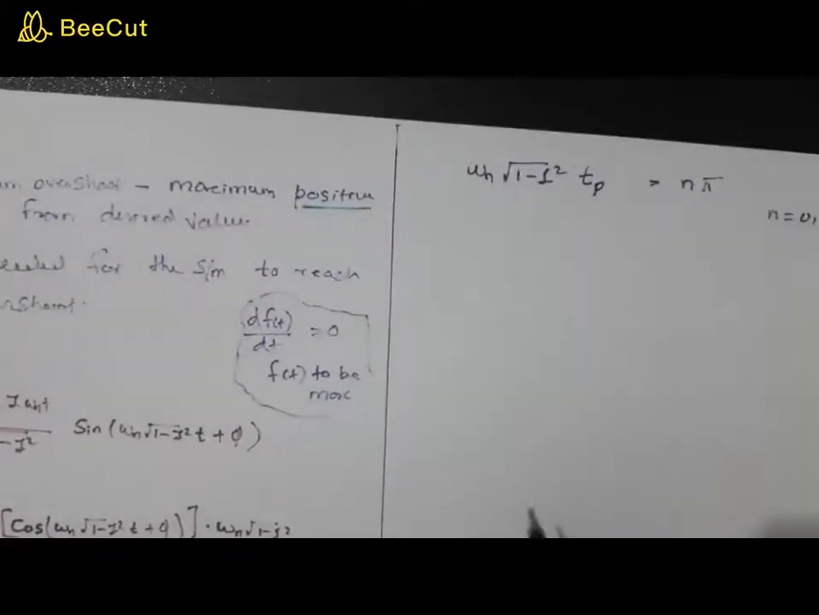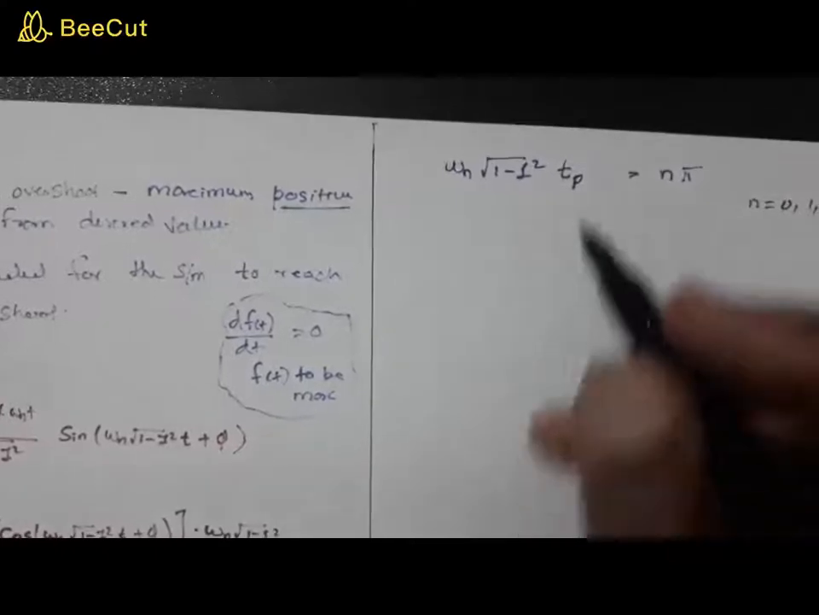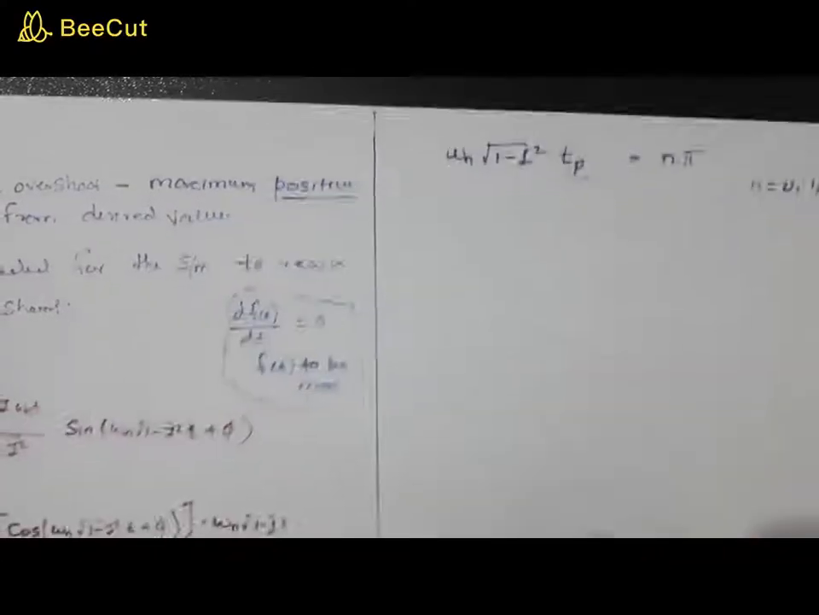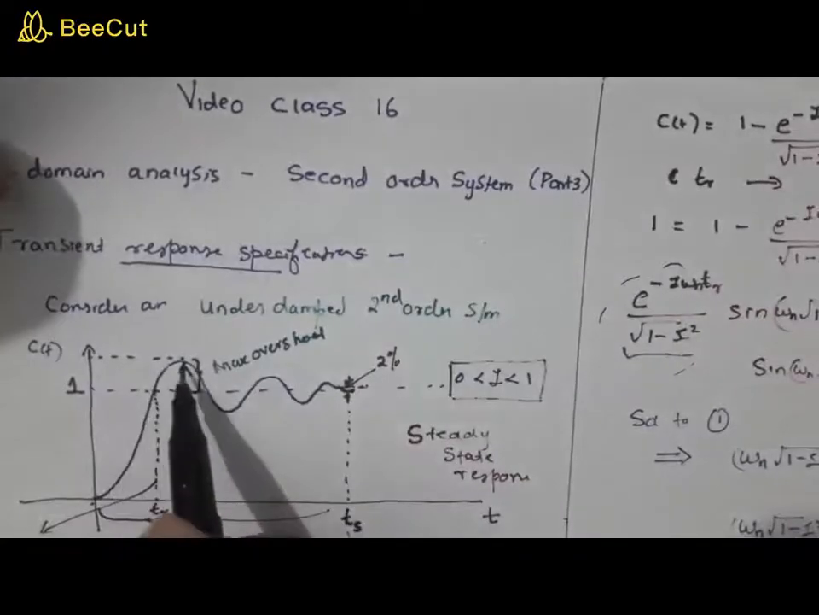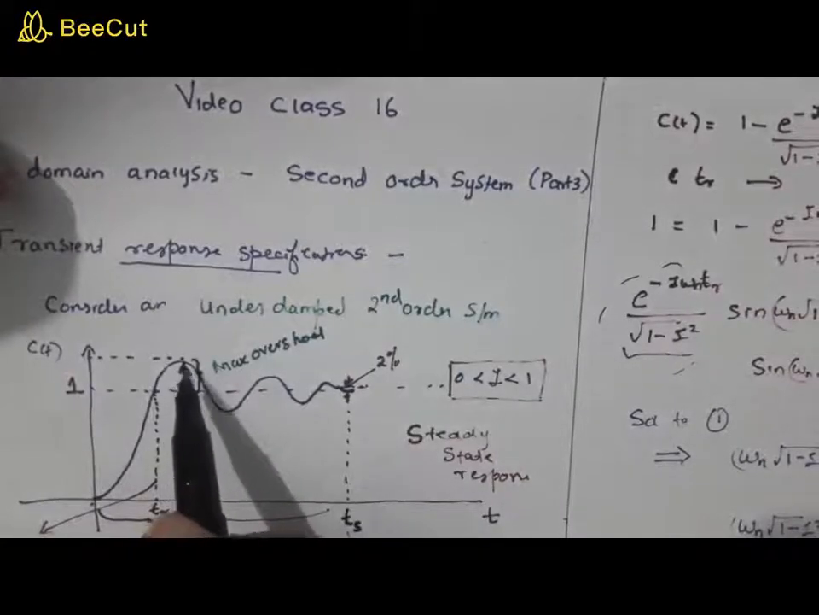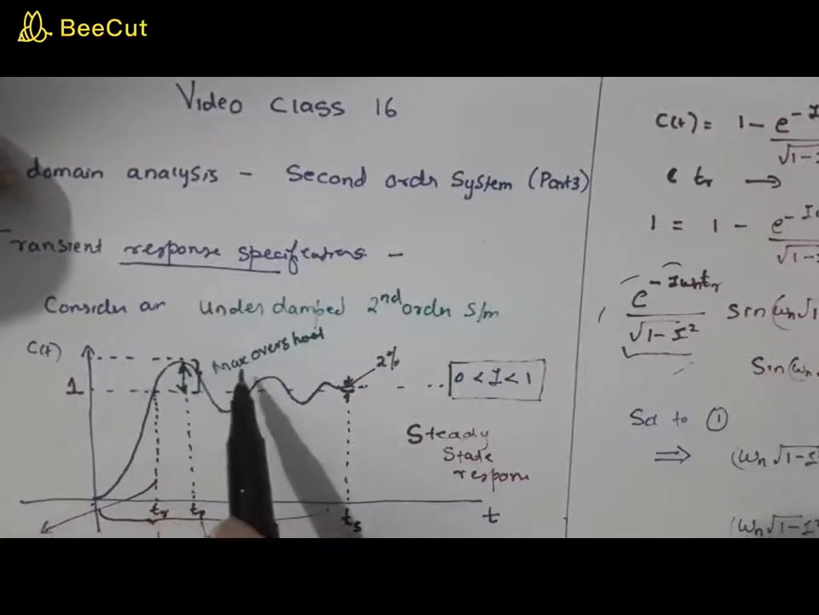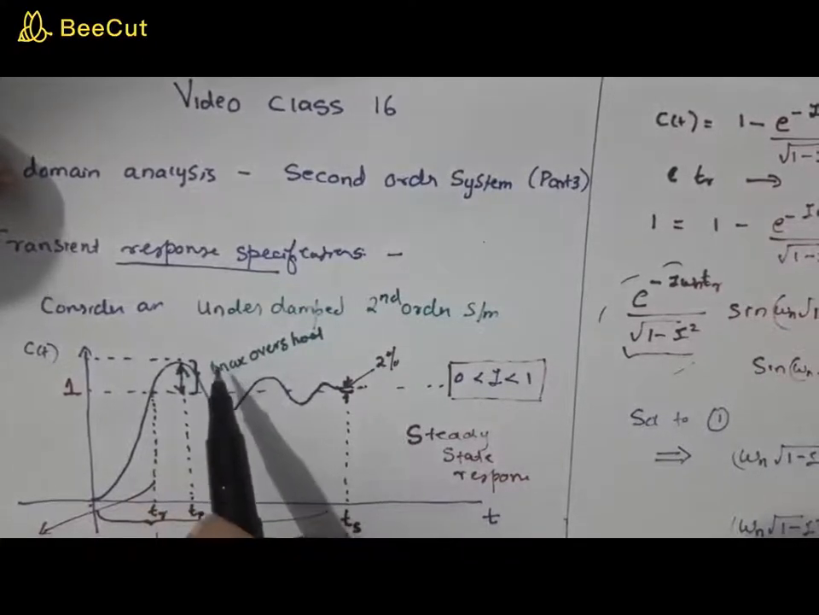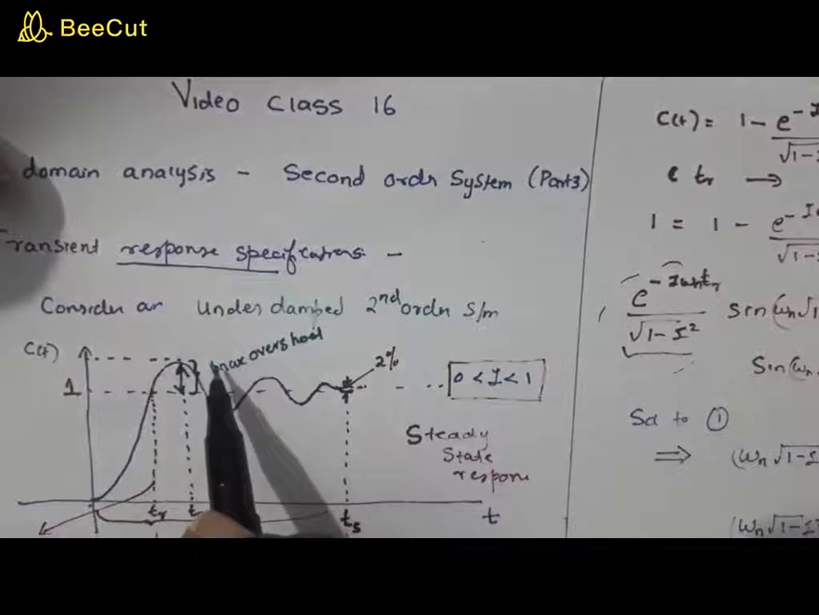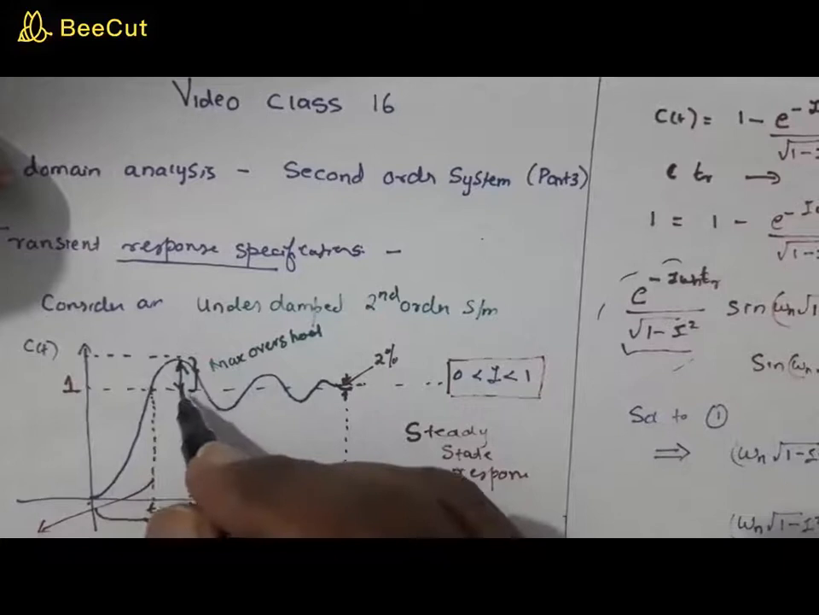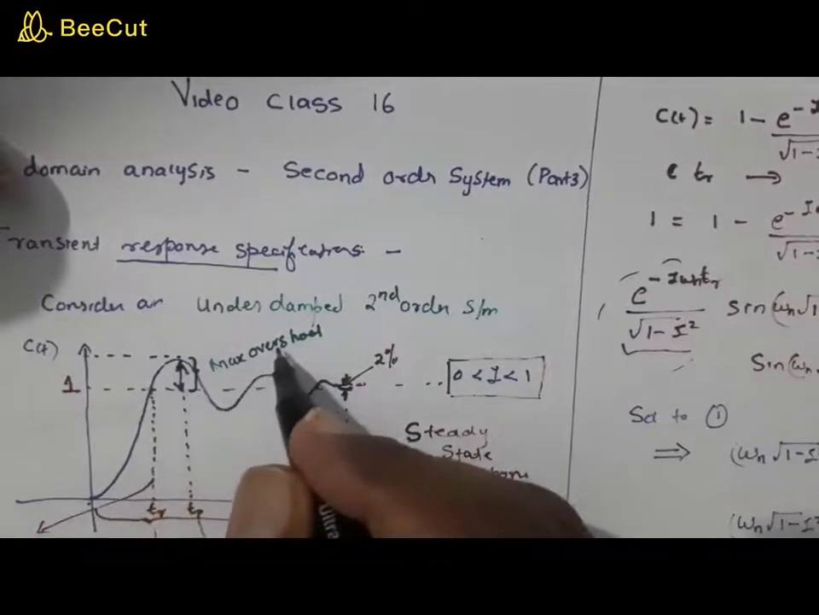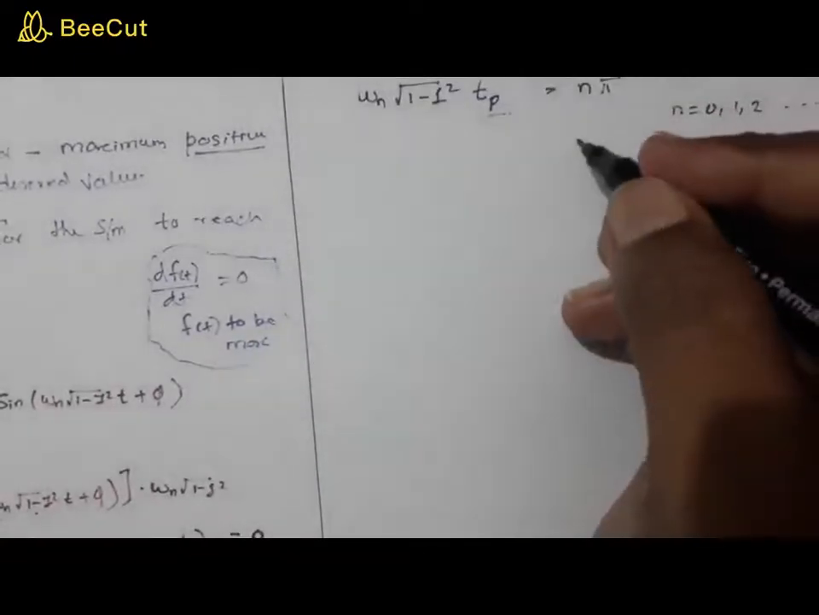Now, here also we are considering the first instant. So TP is actually based on what? Based on the maximum overshoot. The maximum overshoot is identified by the instant of occurring. The maximum overshoot is identified by putting n is equal to 1.